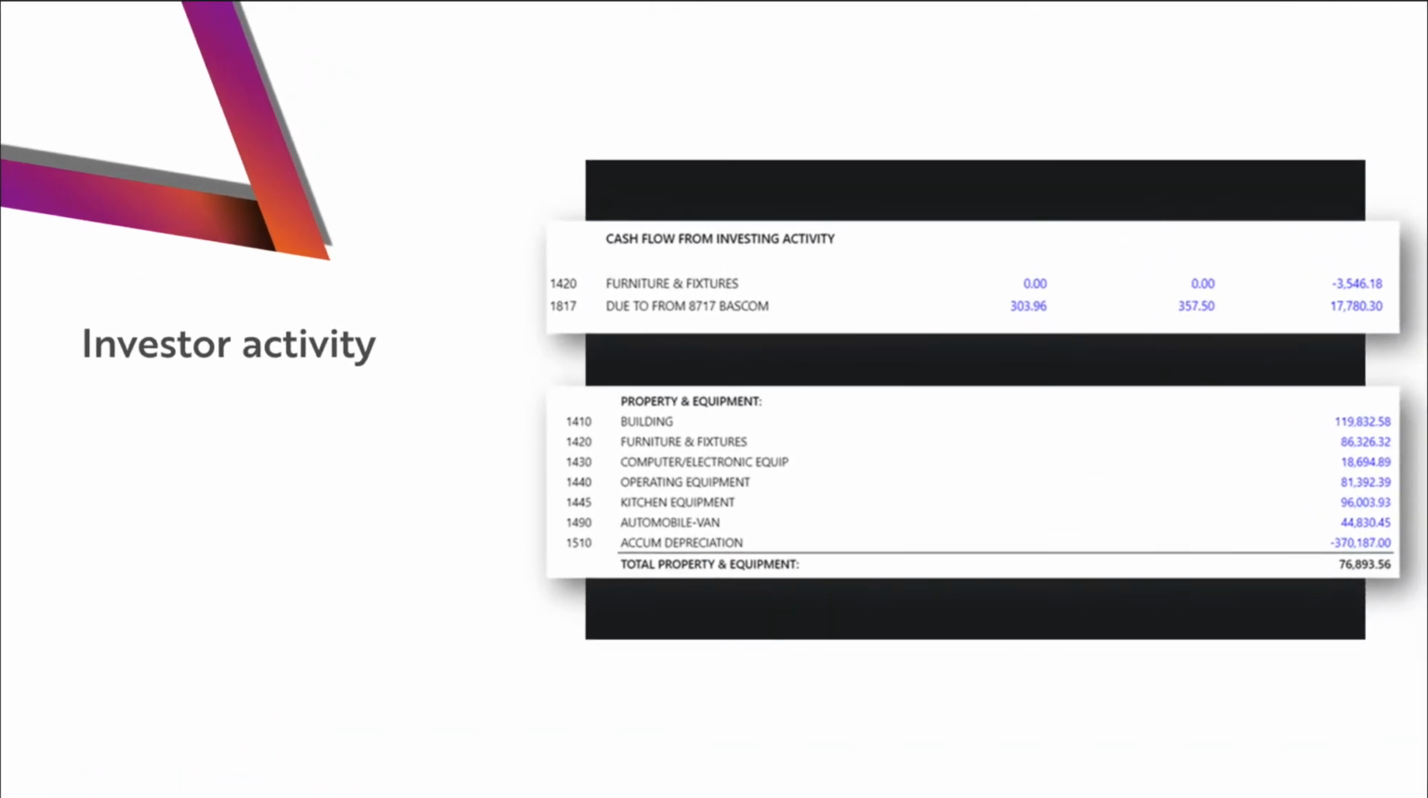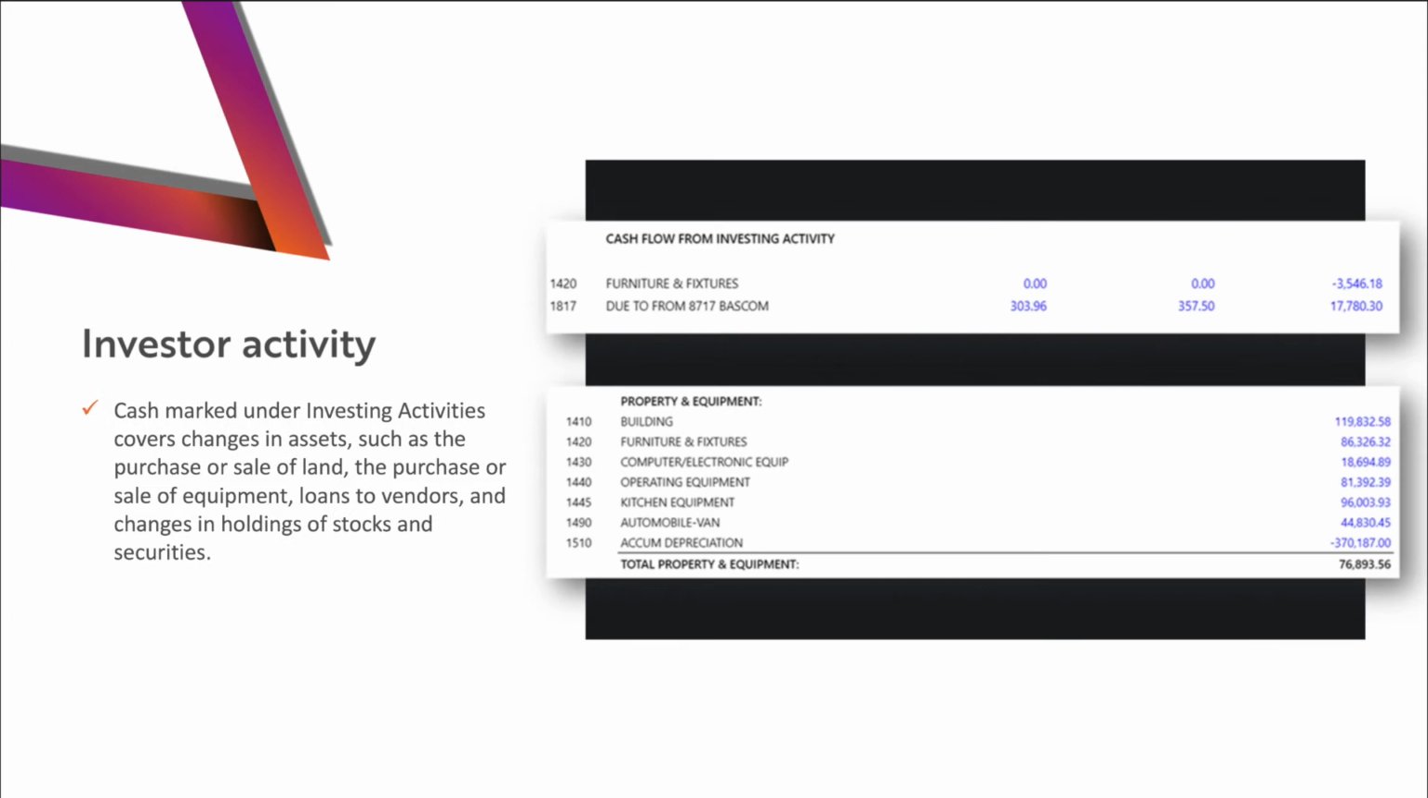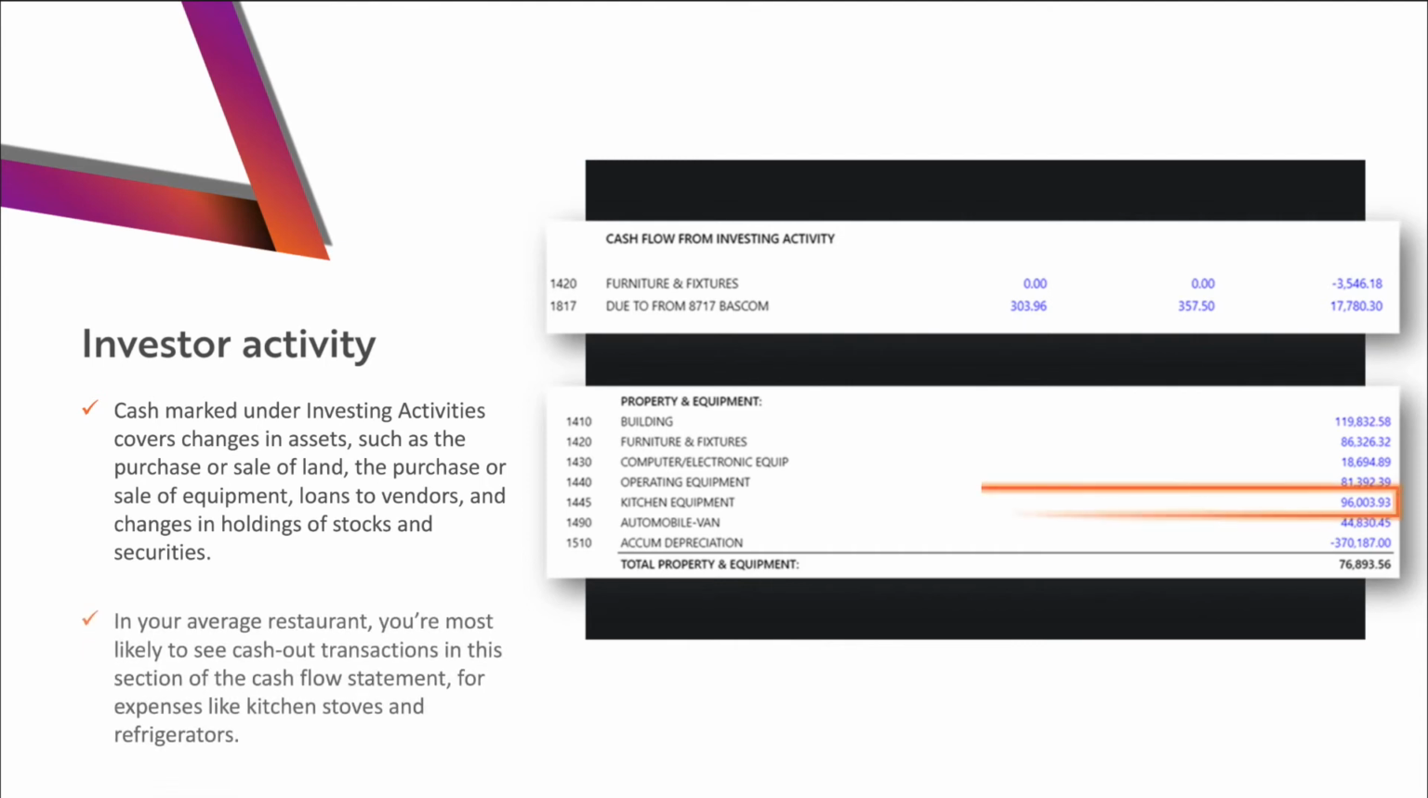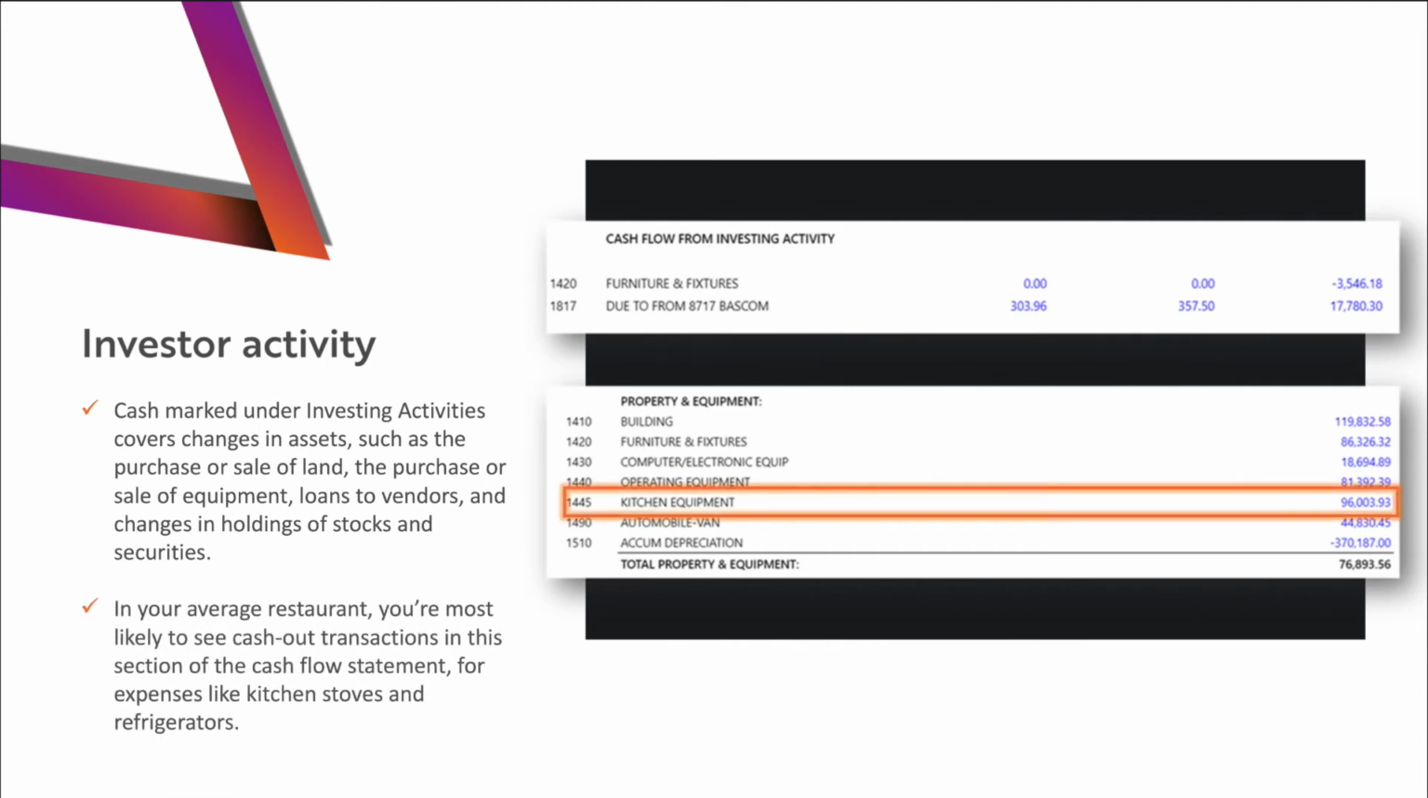Investing activity. Cash marked under investing activity covers changes in assets, things such as the purchase or sale of land, the purchase or sale of equipment, loans to vendors, and changes in holdings of stock and security. In your average restaurant, you're most likely to see cash out transactions in this section of the cash flow statement for expenses like kitchen stoves or kitchen refrigerators.